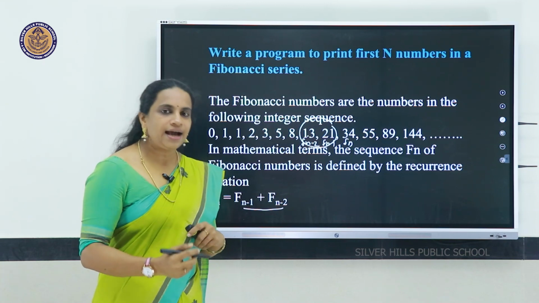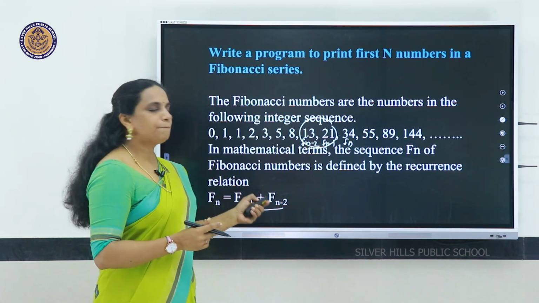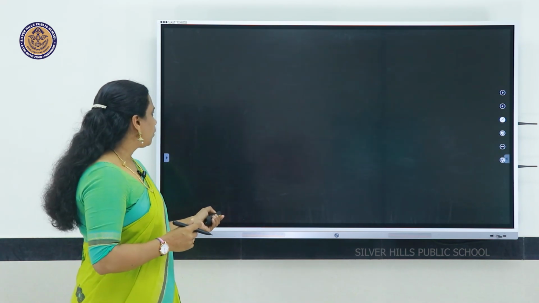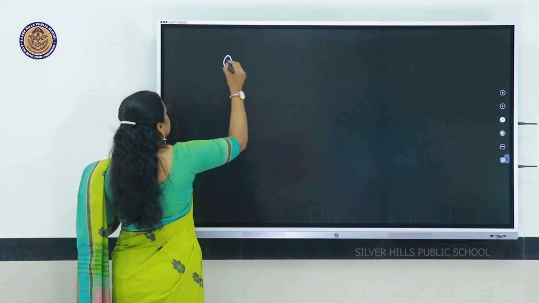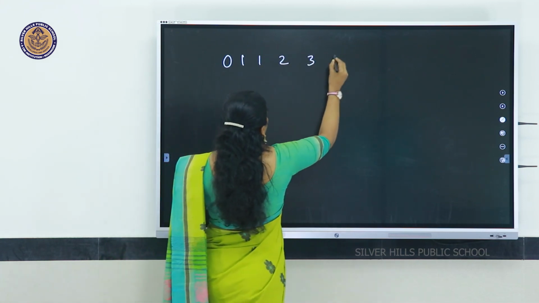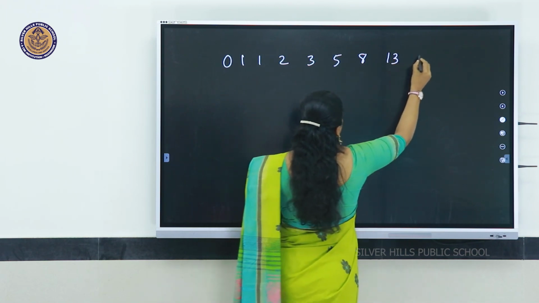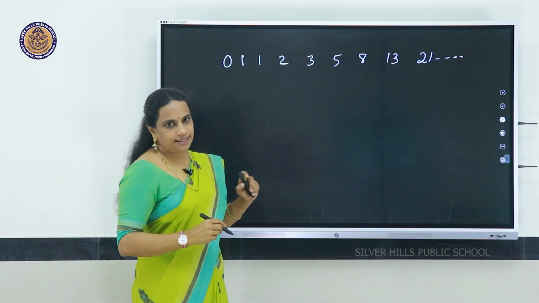Now, let us see how we can generate Fibonacci series by using a Python program, that is by using a for loop in Python. Okay. Now, what is the logic? Just consider these numbers: 0, 1, 1, 2, 3, 5, 8, 8 plus 5 is 13, 13 plus 8 is 21, etc. This is known as the Fibonacci series.